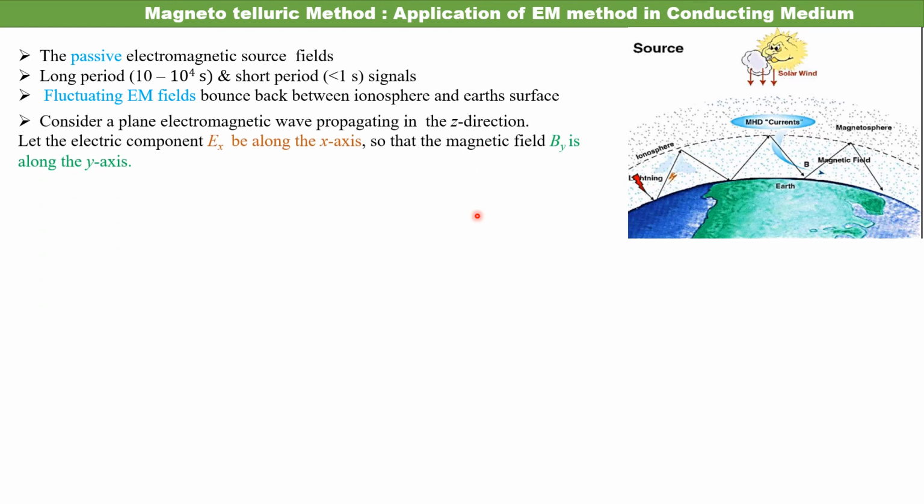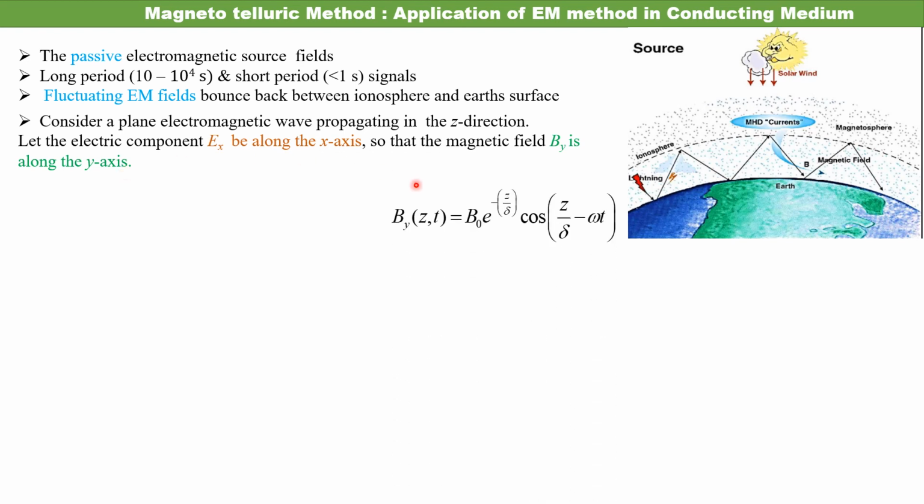Now the magnetotelluric method is also carried out for conductivity surveys of the earth. In that, we can assume a plane electromagnetic wave propagating in the z direction, with the electric field along the x-axis and the magnetic field along the y-axis, and the wave propagating in the z direction.